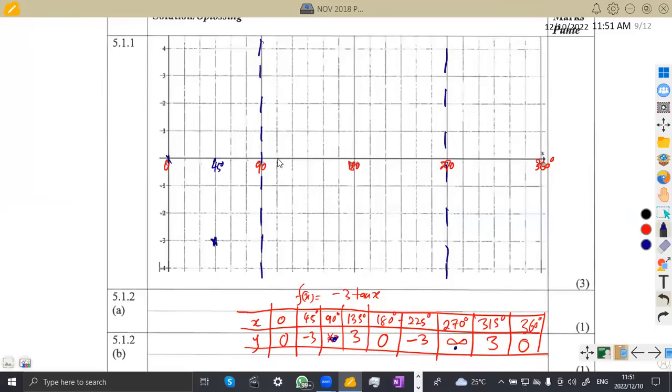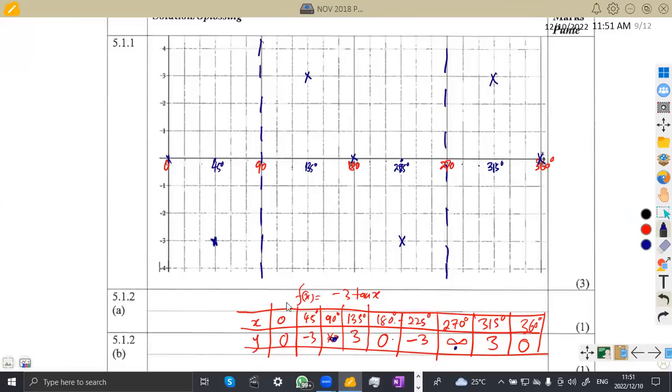Then we've got 135 in between 90 and 180. That's 1, 2, 3. So this is your 135 degrees, and 135 is versus 3. Then we've got 180 versus 0. 225 is in between 180 and 270, which is 1, 2, 3. That is 225, so it's 225 versus -3. At 270, it's an asymptote. 315 between 270 and 360, that's 1, 2, 3. That's your 315 degrees, which is versus 3. Then at 360, it's versus 0.